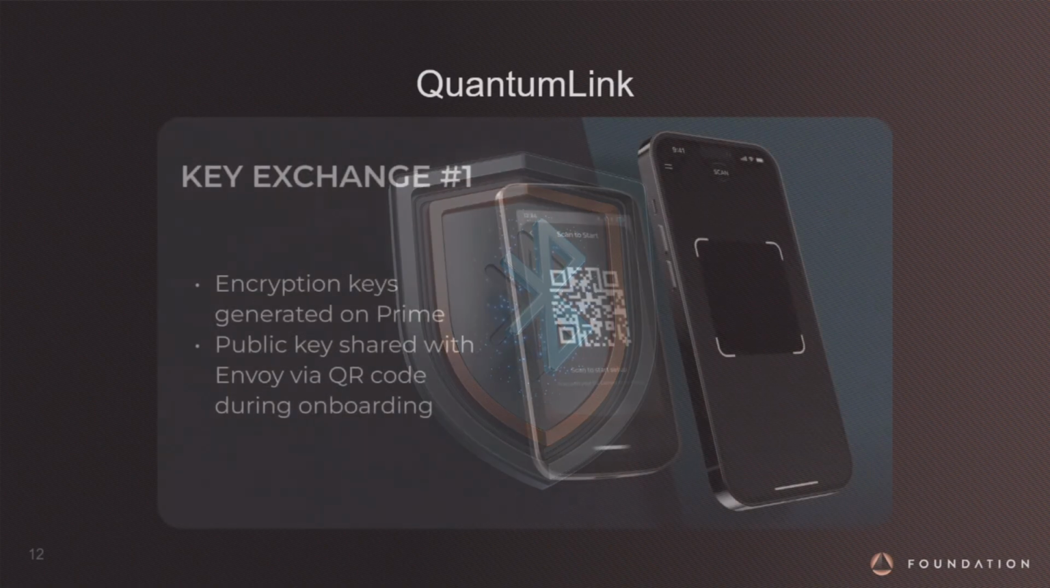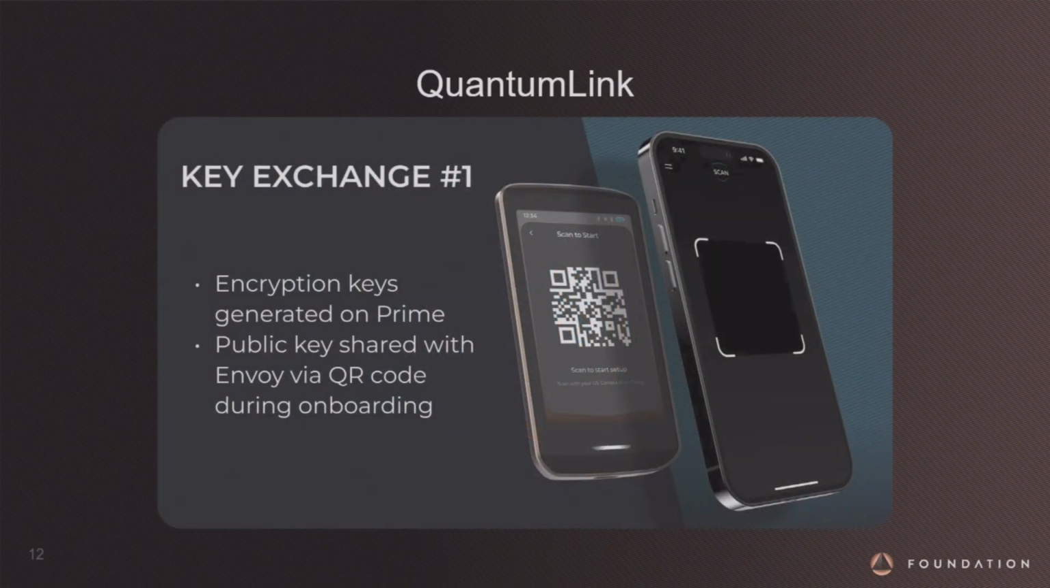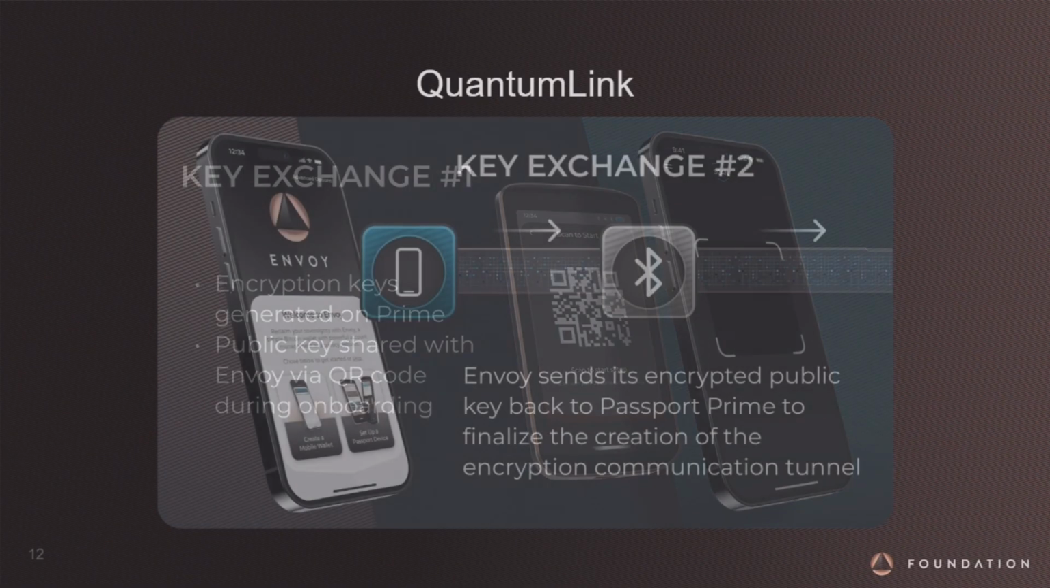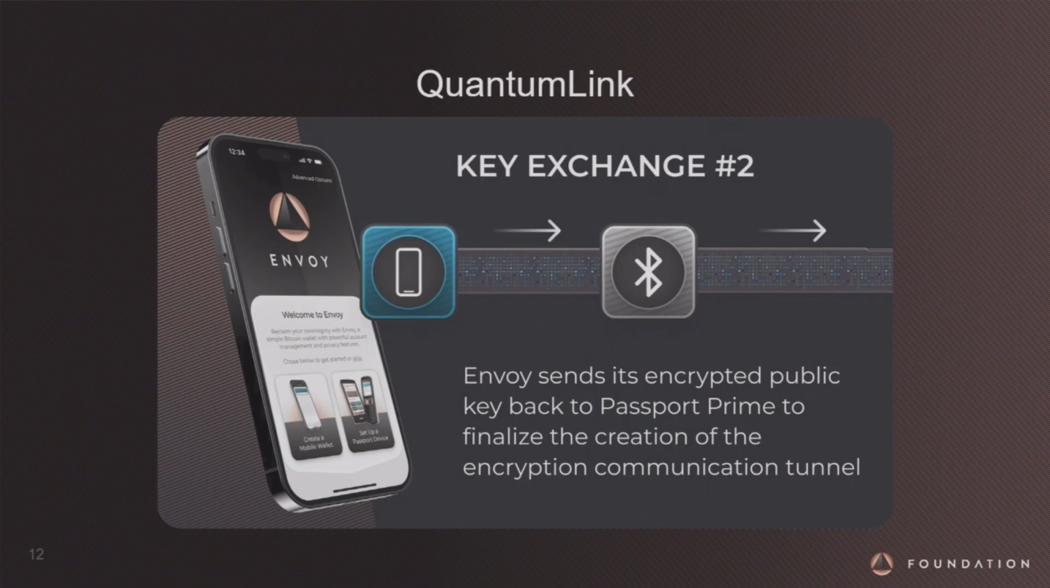So Prime derives itself a key pair internally using a quantum-resistant algorithm, which is in a document somewhere that you can find later on if you want to, and shows the pub key of that as a QR code. The phone app scans it, in this case our app, Envoy, and using QR codes for this means that the Bluetooth chip never sees that key. With that pub key, Envoy now knows how to encrypt data for Prime and can safely send its own encrypted pub key back over Quantum Link, and that sets up a tunnel. And we use AES 256 for the messages themselves.